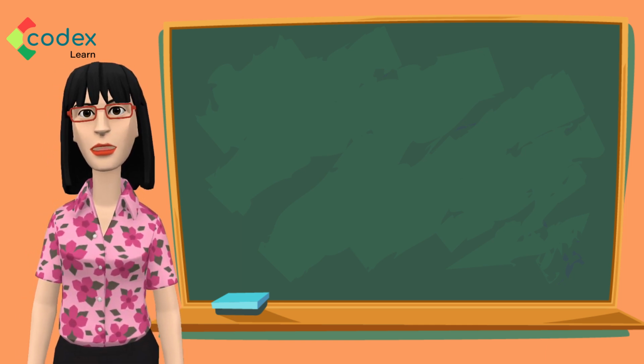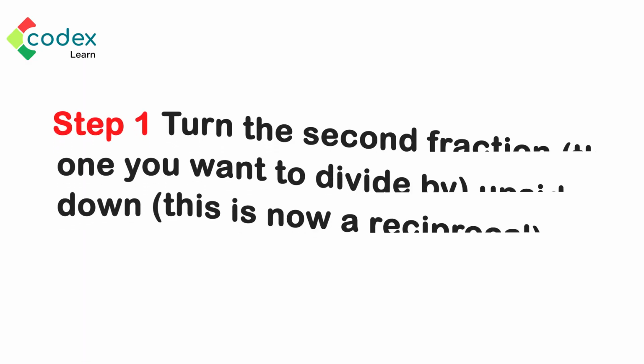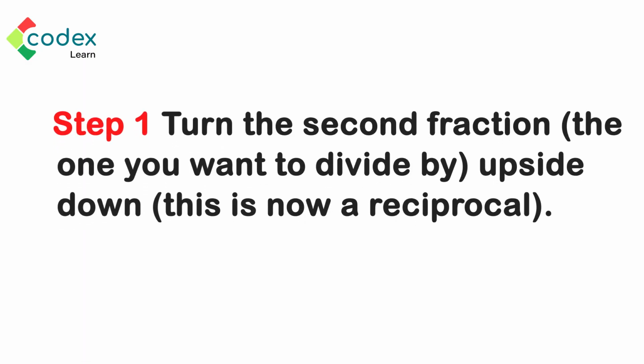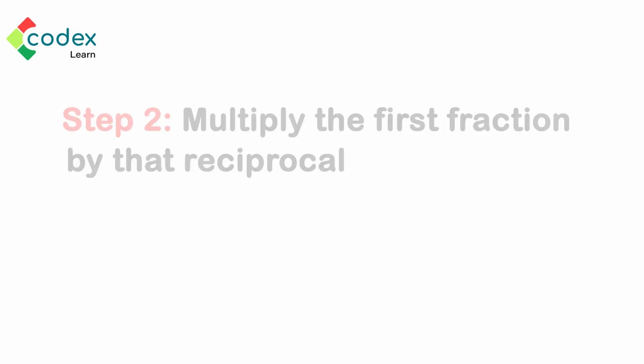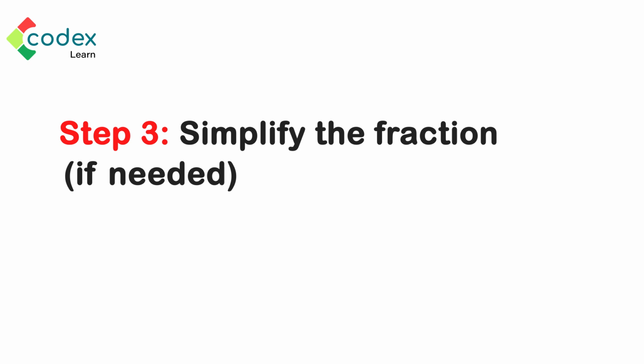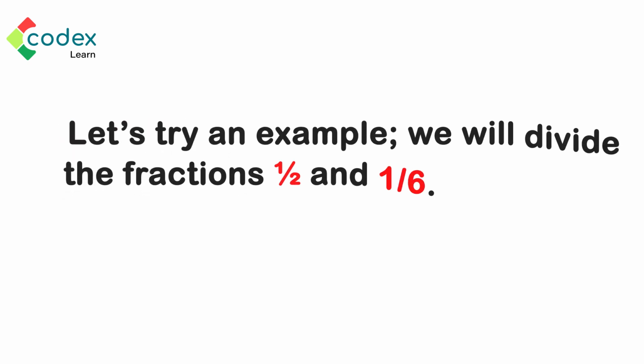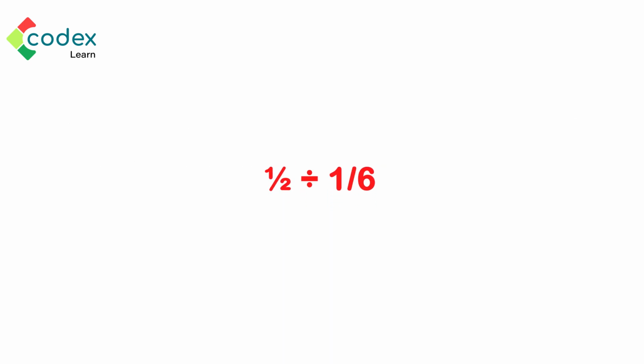There are 3 steps to divide fractions. Step 1. Turn the second fraction, the one you want to divide by, upside down. This is now a reciprocal. Step 2. Multiply the first fraction by that reciprocal. Step 3. Simplify the fraction if needed. Let's try an example. We will divide the fractions 1 above 2 and 1 above 6. The fractions appear like this: 1 above 2 divided by 1 above 6.